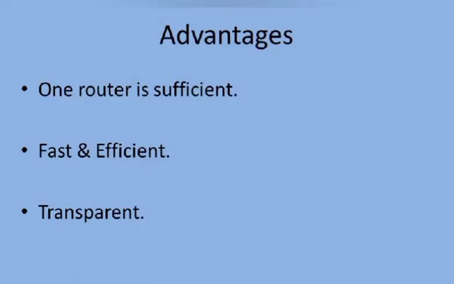Now we will look at some of the advantages and disadvantages of this type. In advantages, we can say that only one router is sufficient for the entire network. Number two is this process is fast and efficient. The third advantage is it is transparent. That is, a user will only know when a packet is rejected.